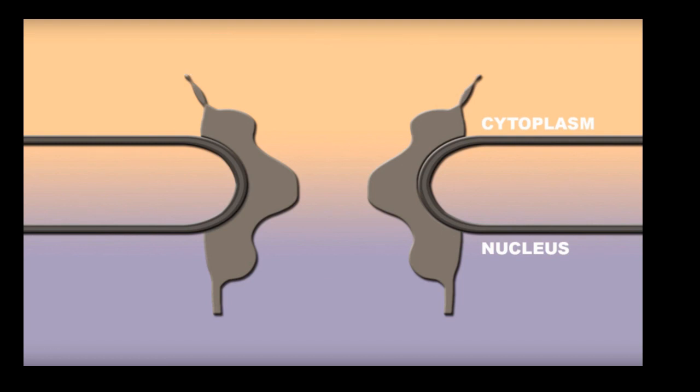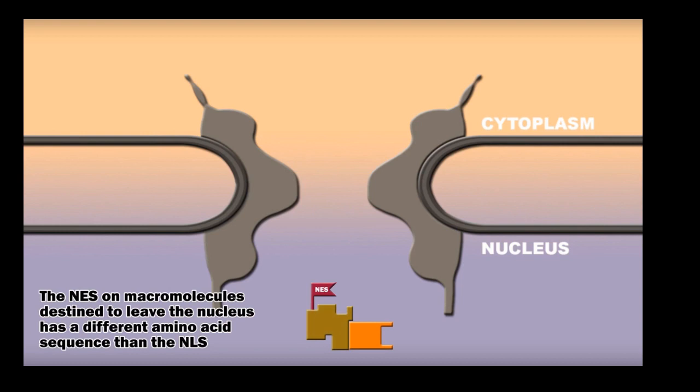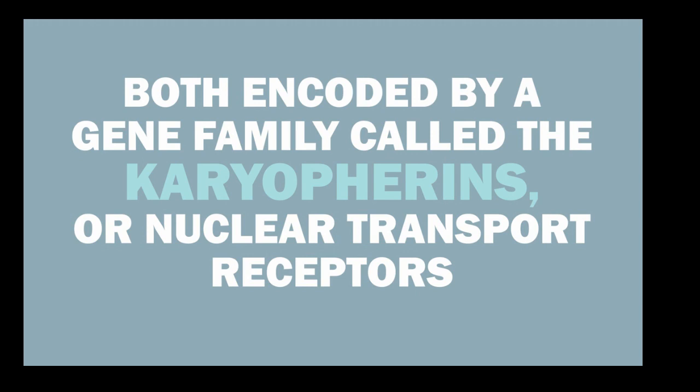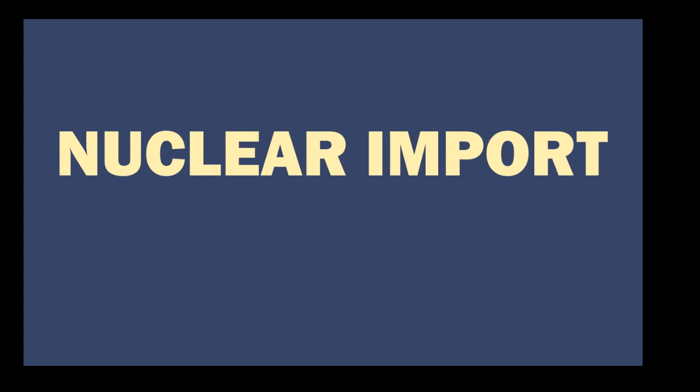The nuclear export signal on macromolecules destined to leave the nucleus has a different amino acid sequence than the nuclear import sequence. The nuclear export receptor also binds to nucleoporins in the nuclear pore complex and is similar in structure to the nuclear import receptor. In fact, they are both encoded by a gene family called the karyopherins, or nuclear transport receptors. Now, let's take a look at how nuclear import works.